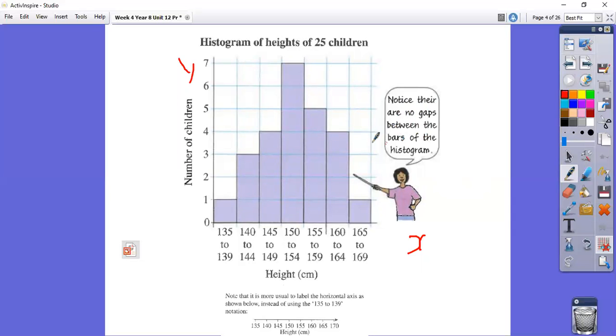Notice how there are no gaps in between the bars of the histogram. This is, like we said, continuous data. From here you can see the distribution of the data more clearly. You can see that there was a very short child between 135 to 139, and here there was a very tall child from 160 to 165.